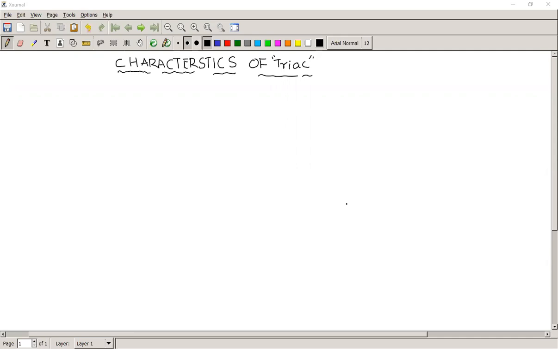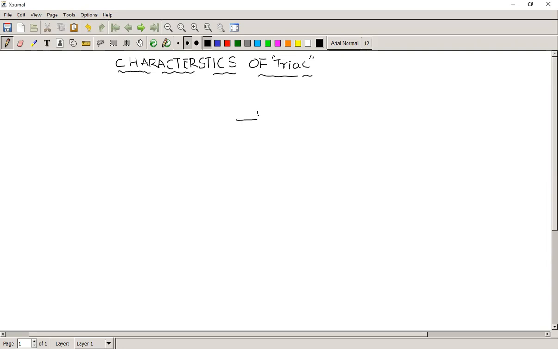Already we studied the characteristics of an SCR. SCR is nothing but a silicon controlled rectifier. It is a unidirectional device, nothing but it is allowing a current only in one direction, from anode to the cathode.